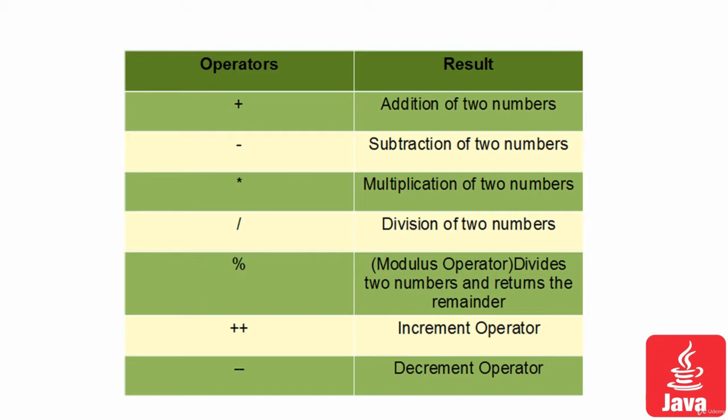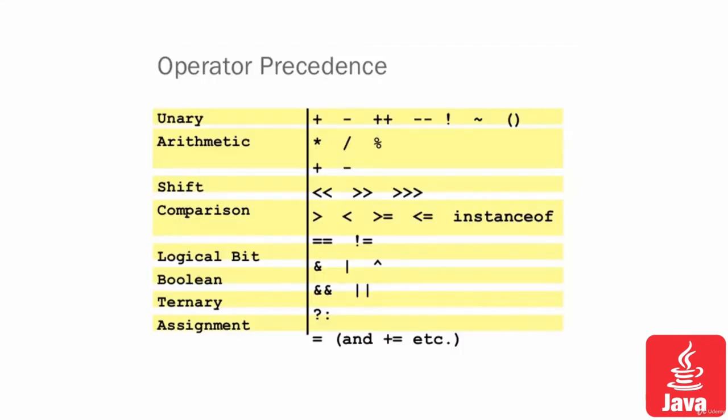The double plus symbol increments the value of the variable. We have a variable called a having value 10. If we write a plus plus, it will increment the value of a from 10 to 11. Similarly, we have the decrement operator, which is a double minus symbol, which can be written before or after the variable. So it is a unary operator.